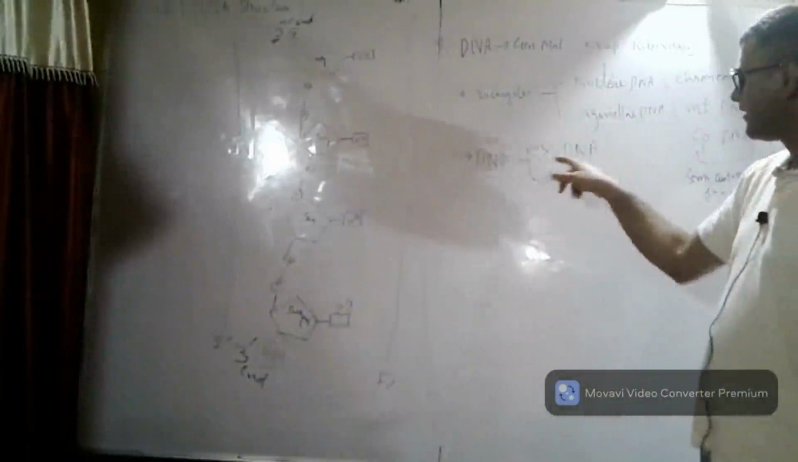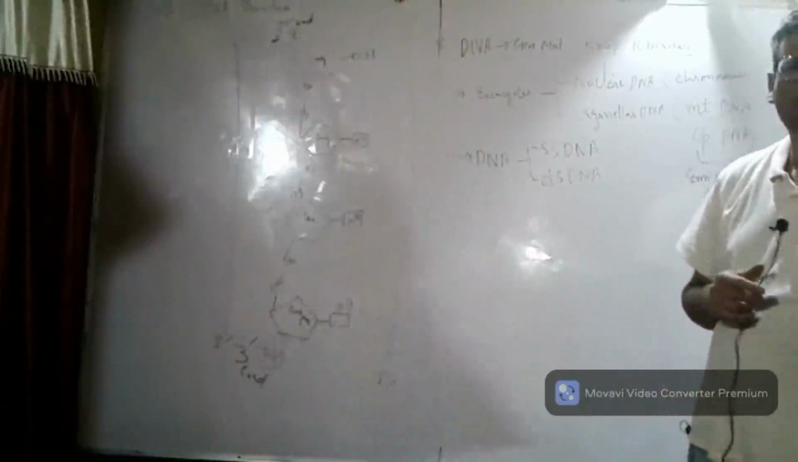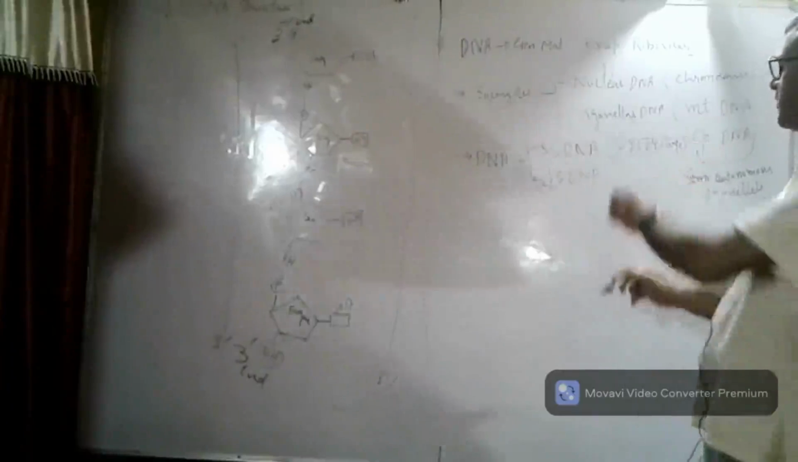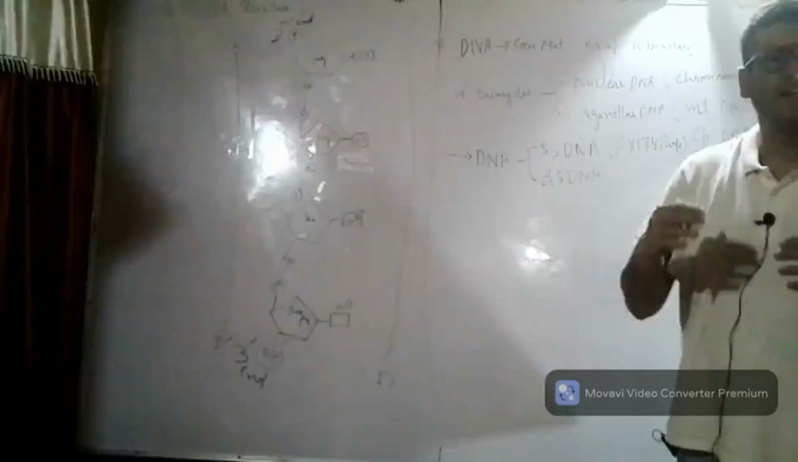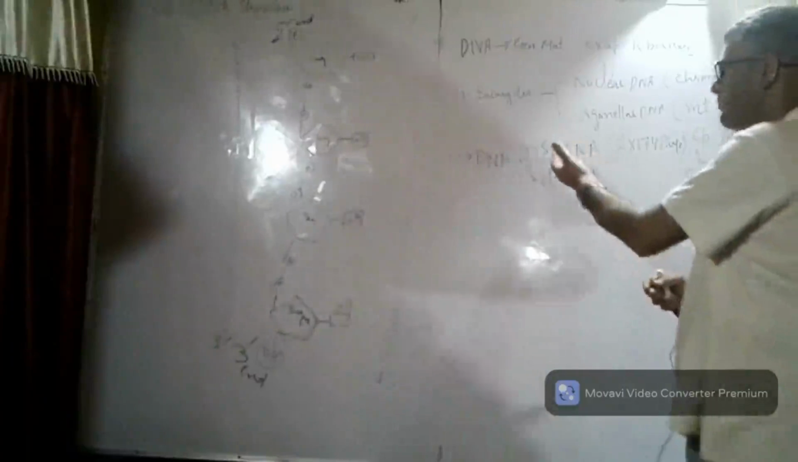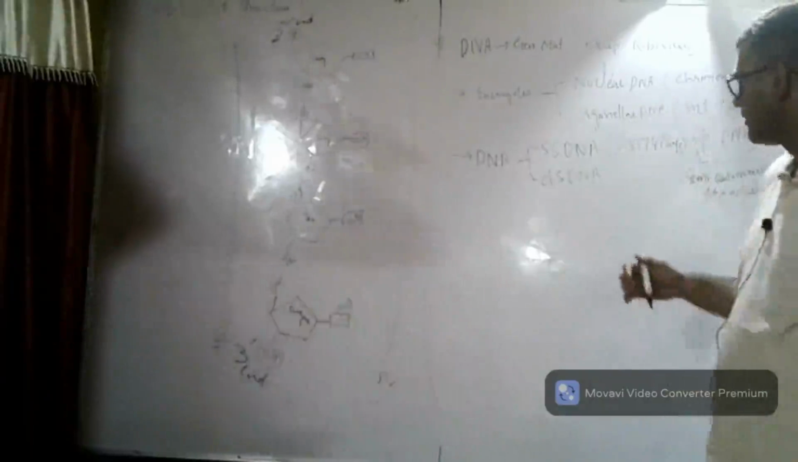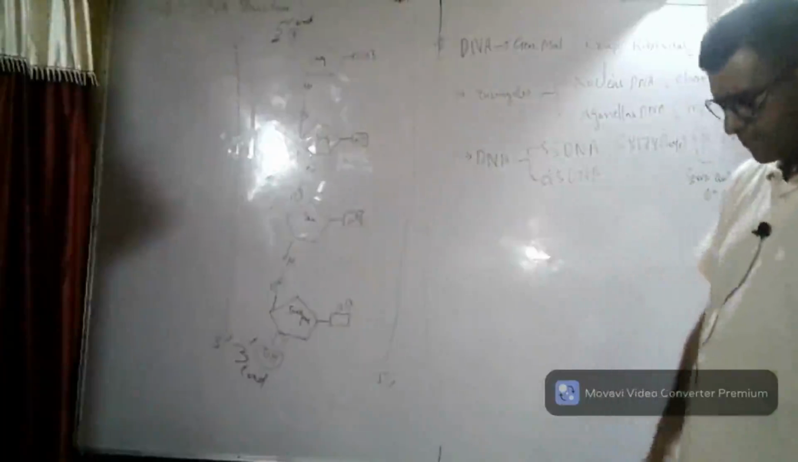This single stranded DNA is found in viruses. For example, we have the phi X 174 phage. It is the virus where we find single stranded DNA as a viral genome. This DNA is single-stranded in case of phi X 174 phage. Then in all prokaryotes and eukaryotes, we have double-stranded DNA.